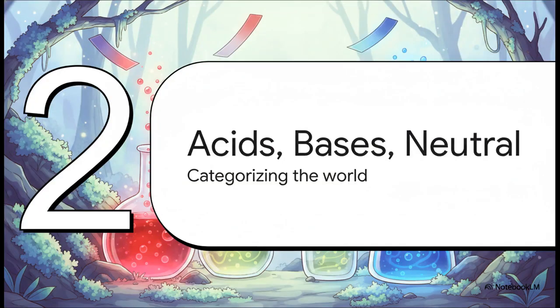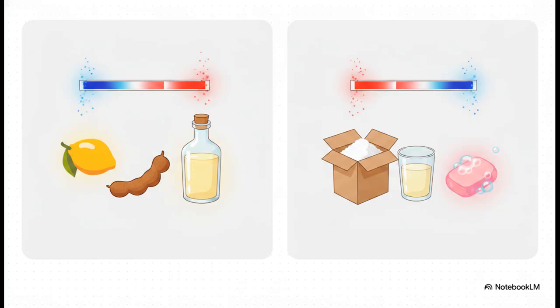Moving right along to Section 2, acids, bases, and neutral, categorizing the world around us. Let's break this down by comparing 2 main groups. Think about Group A, things that taste sour, right? Like lemon juice, tamarind, and vinegar. These will turn blue litmus paper red. We call these acids. Then on the flip side, we have Group B. These are things that feel kind of slippery or soapy, like soap itself, baking soda, or lime water. These substances turn red litmus paper blue.